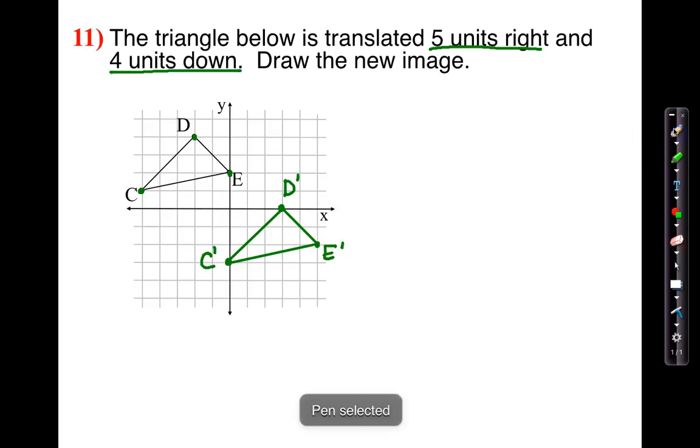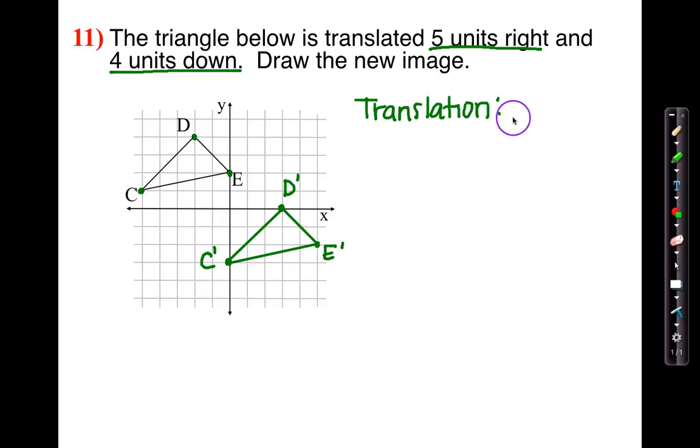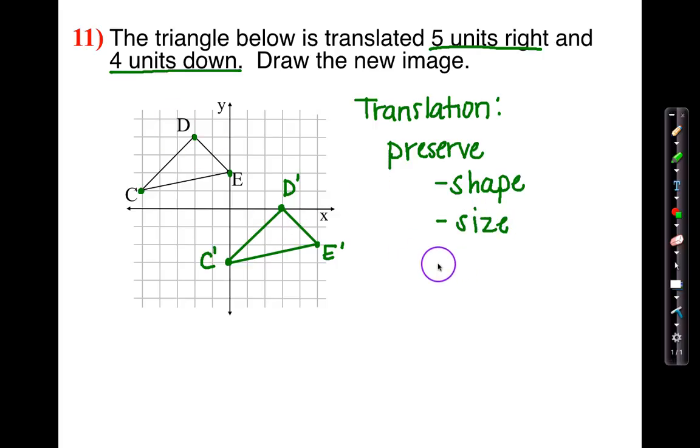So something to be very mindful of is the fact that translations will preserve, which means keep, okay? They will preserve, let me spell this right, preserve a couple things. It's going to preserve shape. Notice the shapes are exactly the same, and they're going to preserve the size. Notice they're the same exact size, but they'll also preserve the orientation. Okay, notice it didn't rotate to something else. So something to be very mindful of is those things.